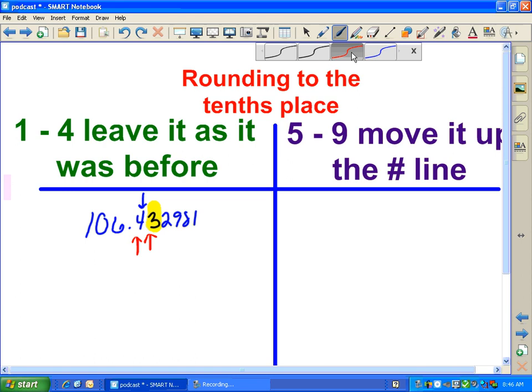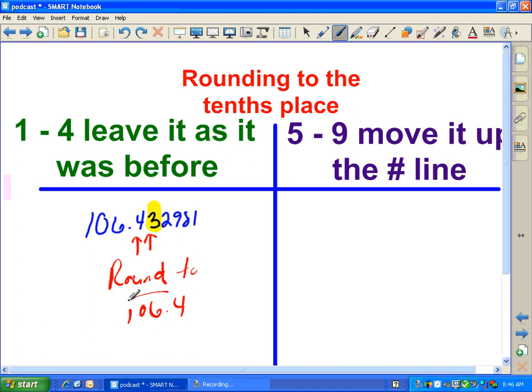So if this number is 1, 2, 3, 4, leave it as it was before. It does not round up. When you round it, it's going to round to 106.4. Why? Because the number to the right is 1, 2, 3, or 4. In this case, it's 3. All right. Let's pretend that you had 106.49872. I know you didn't, but just pretend.